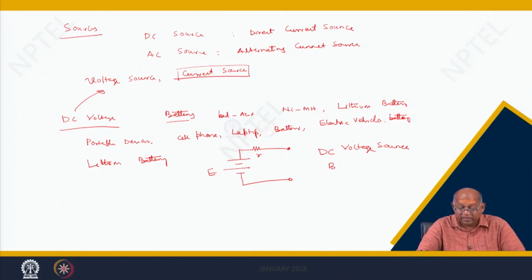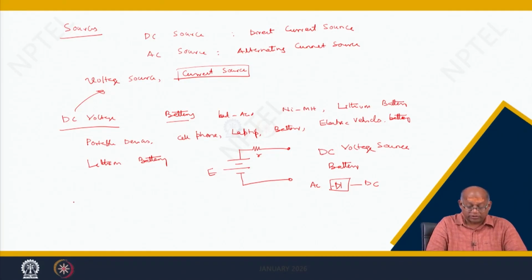Essentially battery, but DC can also come from rectified AC, that means AC after rectification. You can use diodes and it becomes DC. So, it is called rectification. You can also get a DC source from AC by rectification. So, these are all DC sources, all right.